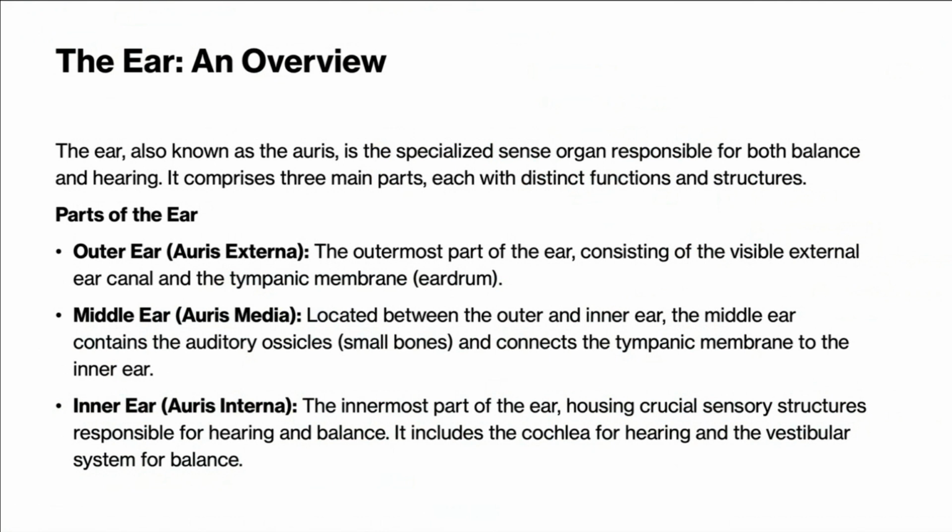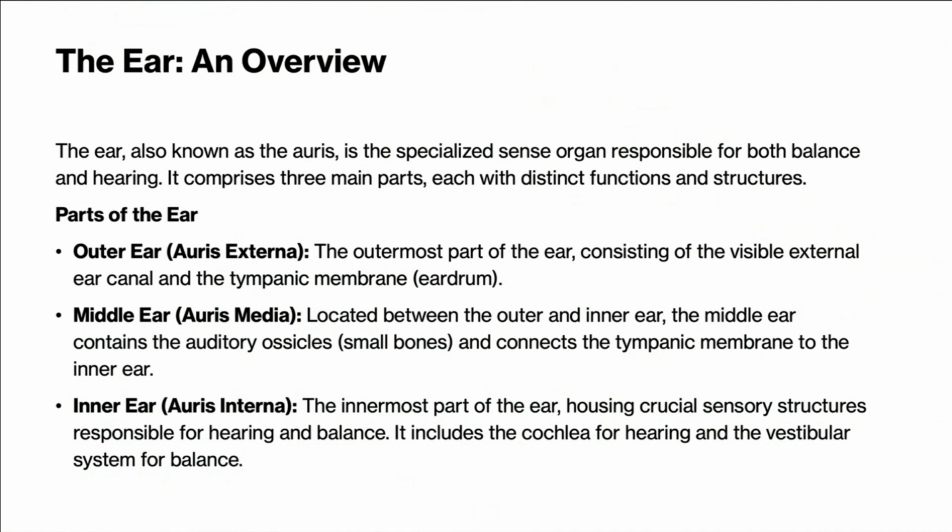We have the outer ear, which is the part that you can touch. It's the visible external ear and the ear canal. And then we have the middle ear, which is in between the outer and the inner ear, and this is usually the part that has the eardrum. It also contains small bones, and it connects the tympanic membrane to the inner ear.